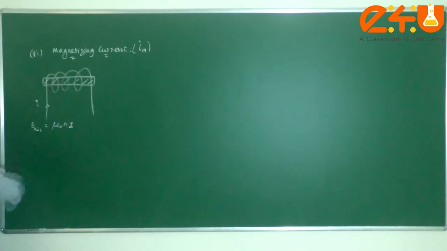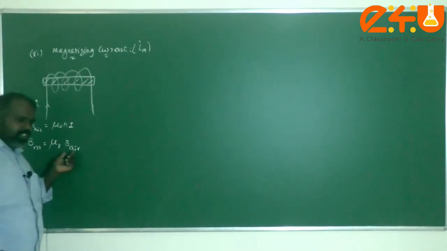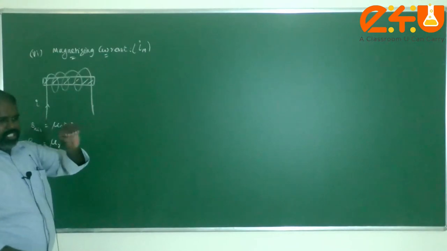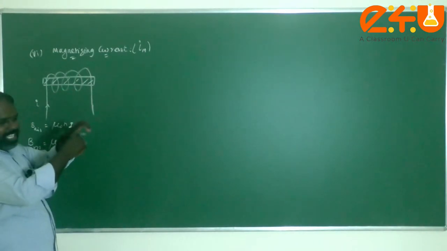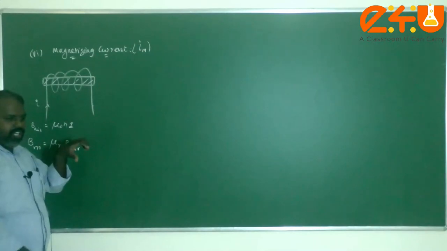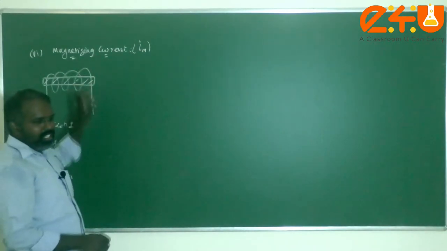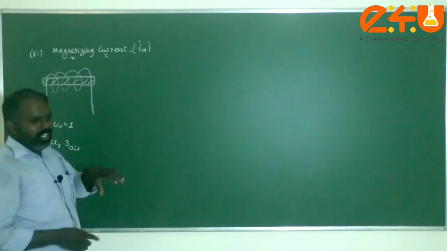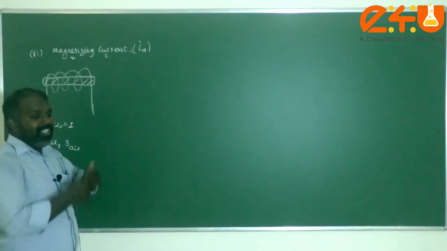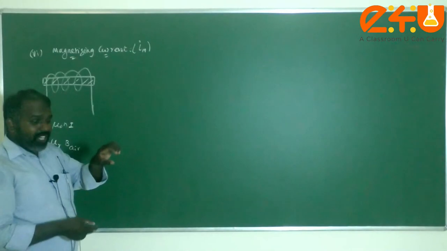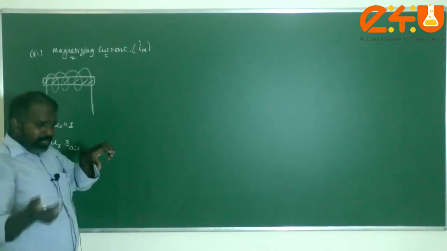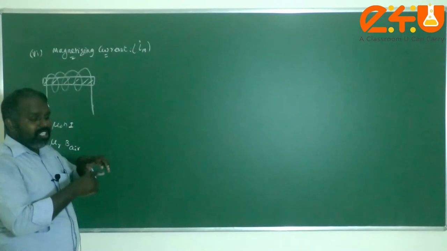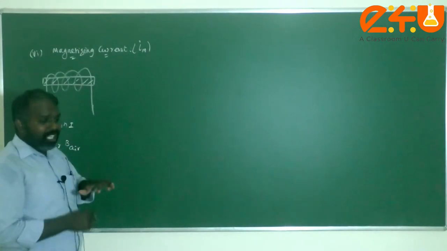Suppose the core is any other material medium, then B medium can be written as mu r times B air. That means whenever there is an air core, that is, only air medium along the axis of the solenoid, it is called an air core solenoid. Whenever a magnetic material is inserted in the axis of the solenoid, the total magnetic field increases. Compared to an air core solenoid, when a material medium is present inside the axis, there will be an increase in its magnetic field value.